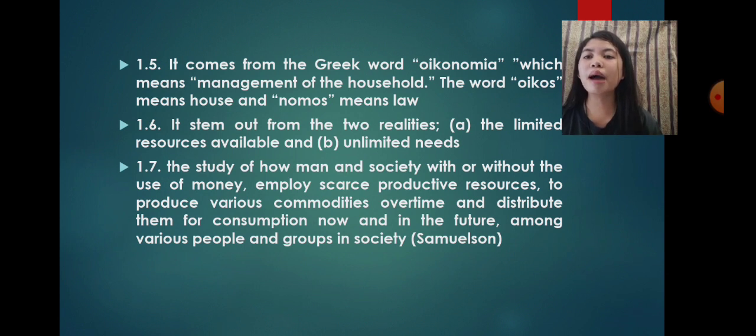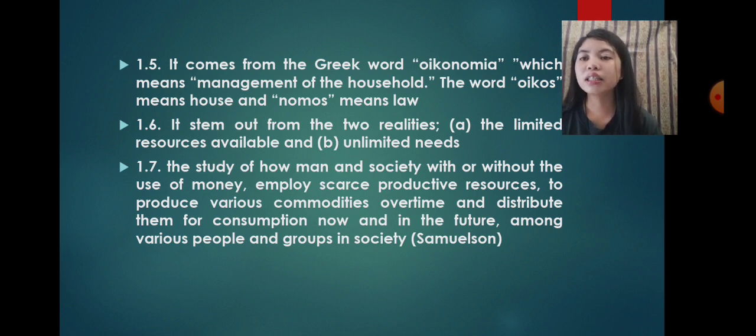It also stems from two realities. First is the limited resources available and the unlimited needs. We have limited resources of raw materials and of products, but we have unlimited needs. We are not satisfied with only one product or with only one material, but it is unlimited.